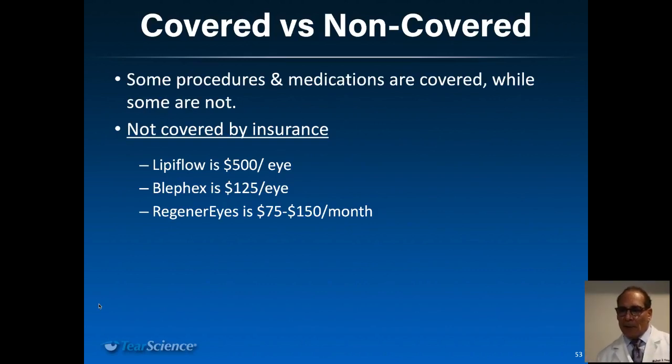So again, the Regenerize, as I said, that's the liquid version of the Procura amniotic membrane. Runs about $175 a month, and then it goes down after 2 months. The other one that's not covered by insurance is the BlephX. That's the one that polishes away all the dead skin off the edges of the lids. That's $250 to do all 4 lids.